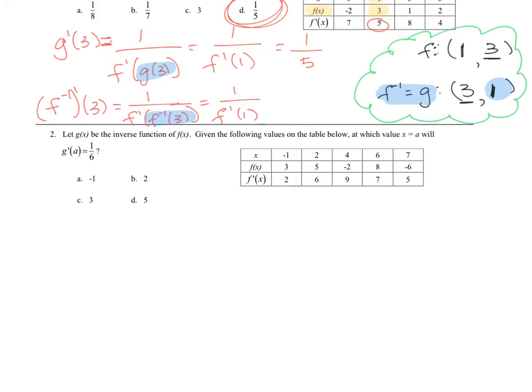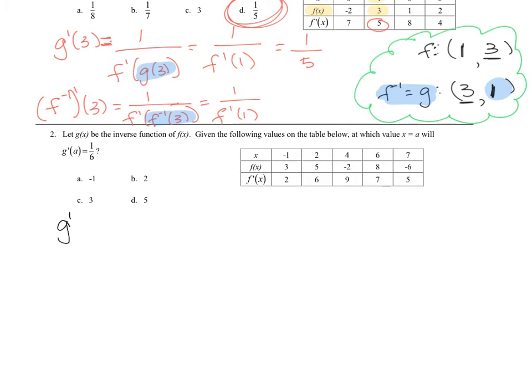It says, let g of x be the inverse of f. Okay, same directions as above. Given the following values on the table below, at which value x equals a will the derivative of the inverse be 1/6? So this time I'm telling you the answer. Okay? Again, let's set up this derivative.